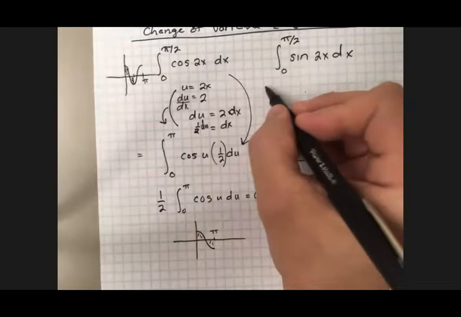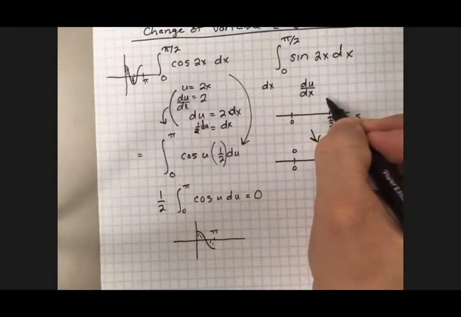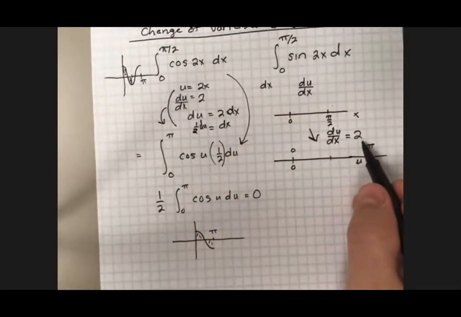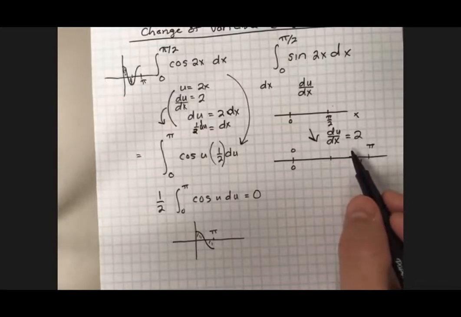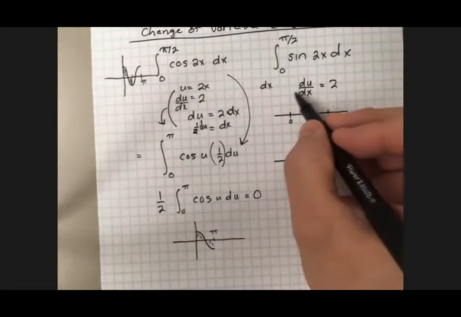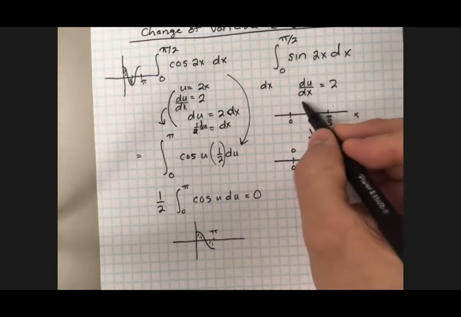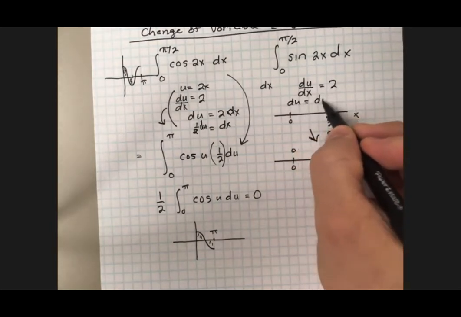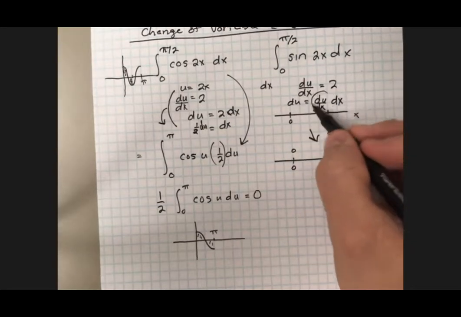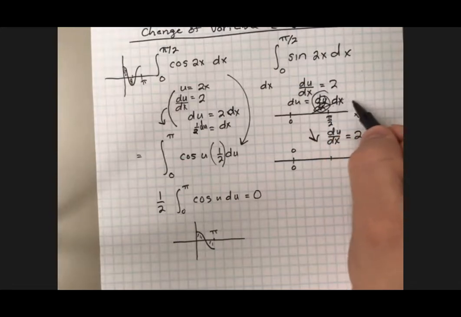So to switch from dx to du, what did I have to do? I had to get rid of that magnification that I performed. So I say du dx is 2. So to switch from x's to u's, I had to multiply dx by a factor of 2. So the du is 2 times dx.